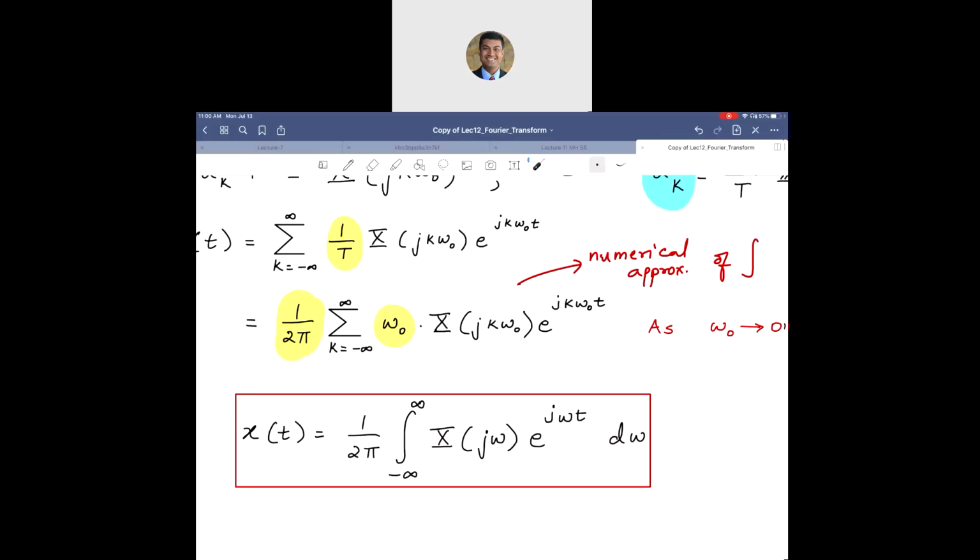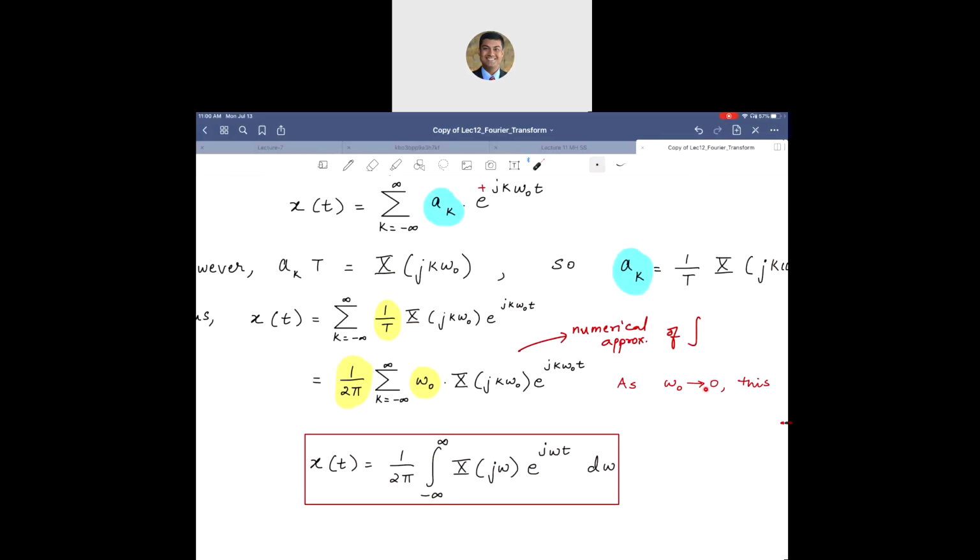Which means as you evaluate omega naught going to 0, which is what we are doing when we go from Fourier series to Fourier transform, this summation or Riemann sum will become an integration. 1 over 2 pi remains as is. The summation is going to become an integration here, negative infinity to infinity, capital X of j omega now, e to the plus j omega t d omega.